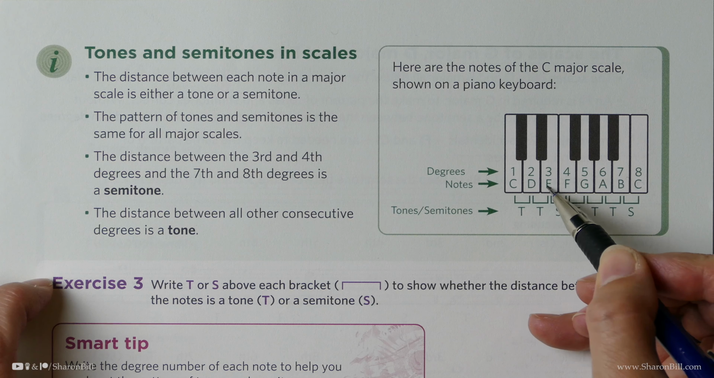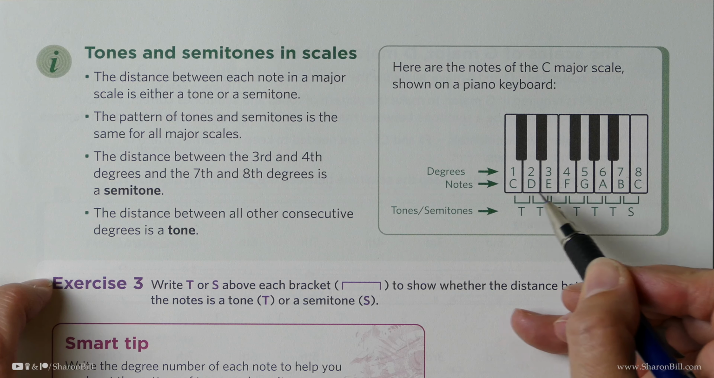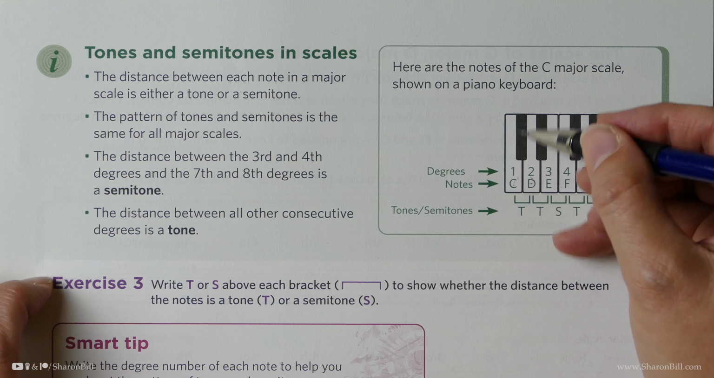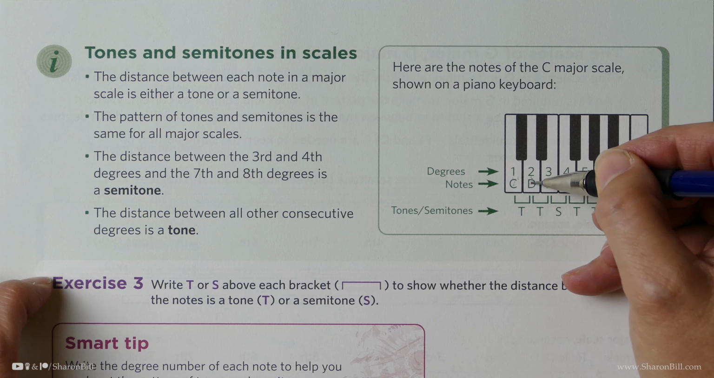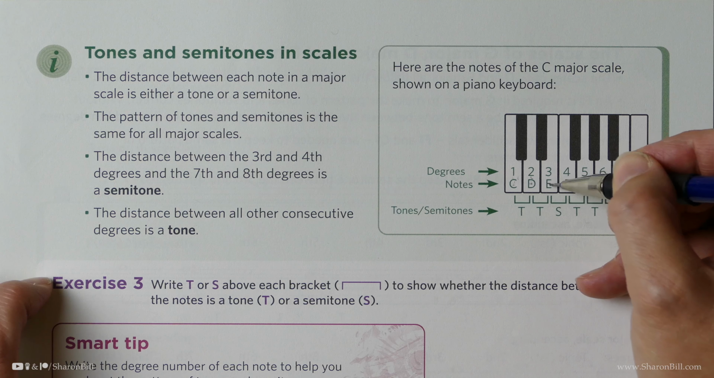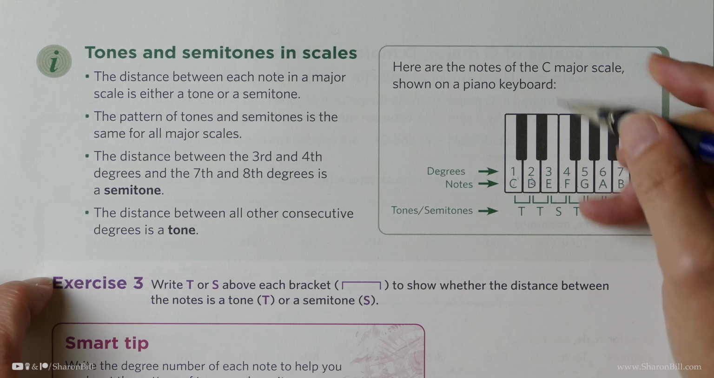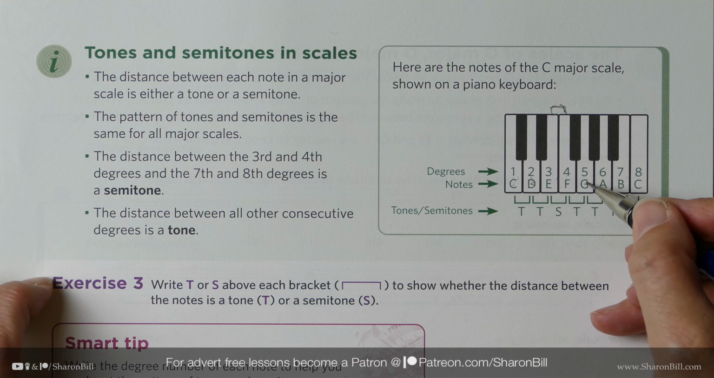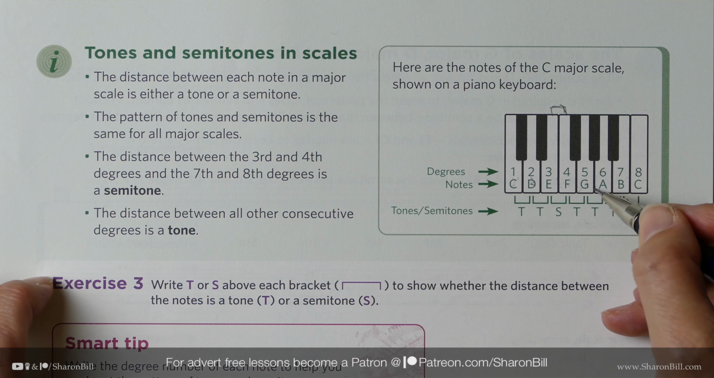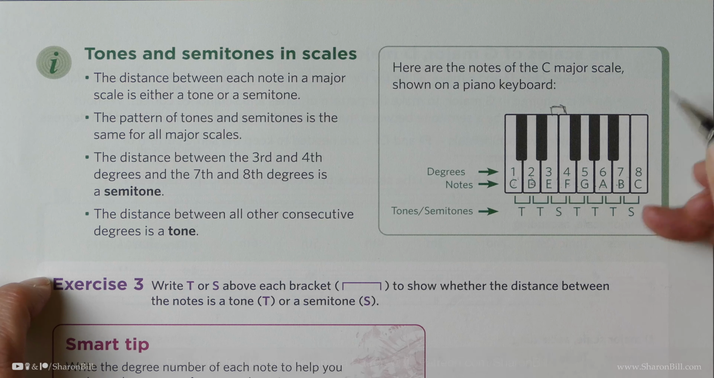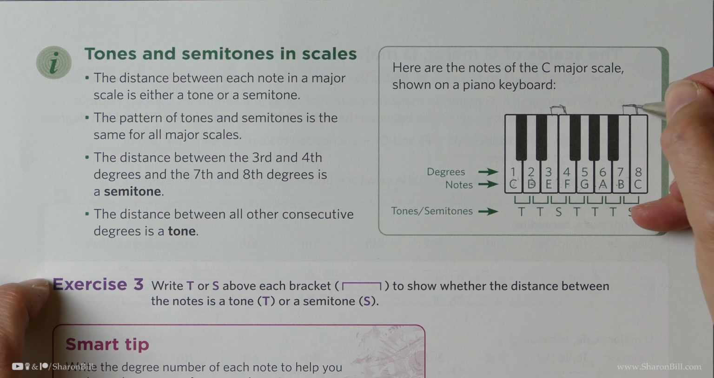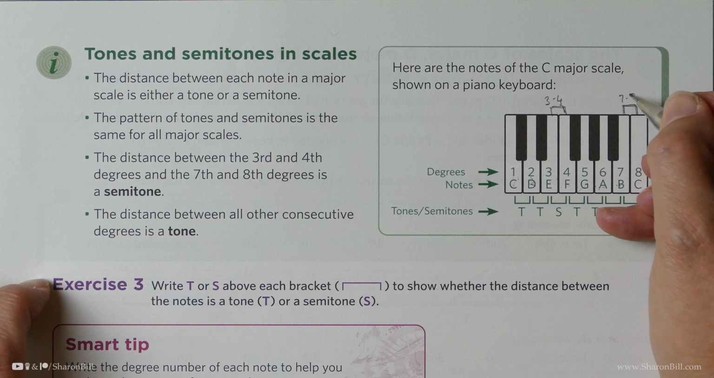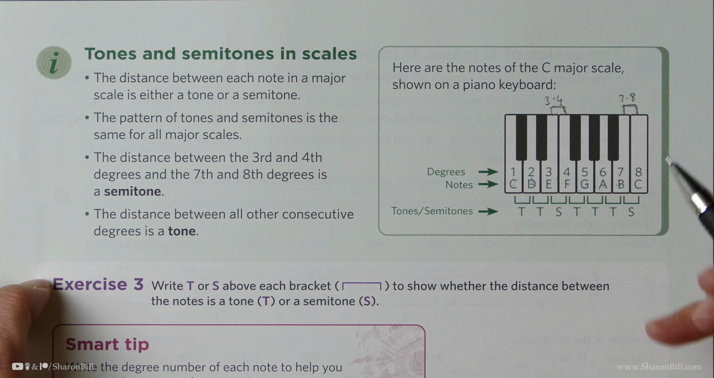Now we can see here are the steps of the scale. So we have a C, D, E, F, G, A, B, C. Every step is allocated, but you'll notice that from C to D is a tone. There's a black key in between, so we have a half step plus a half step makes a full step, a tone. D to E is a tone. However, E to F is a semitone. F to G is a tone. G to A is a tone. A to B is a tone, and then B to C is a semitone. So we can see that steps 3 to 4 and steps 7 to 8 are semitones.